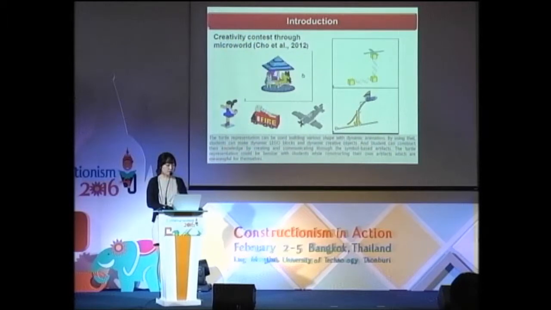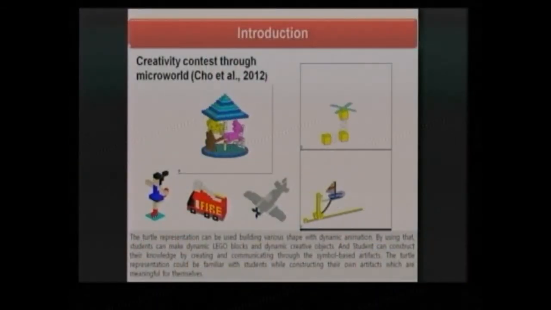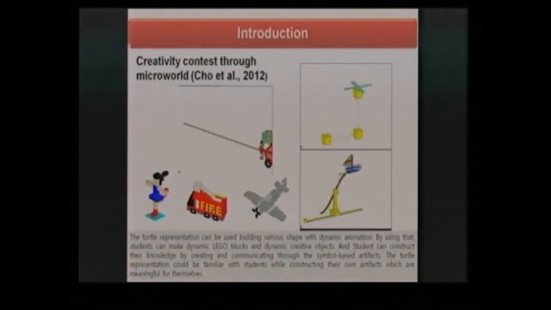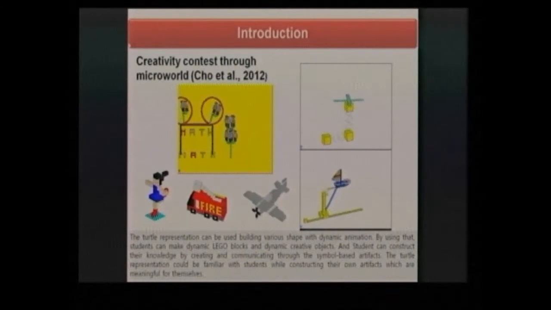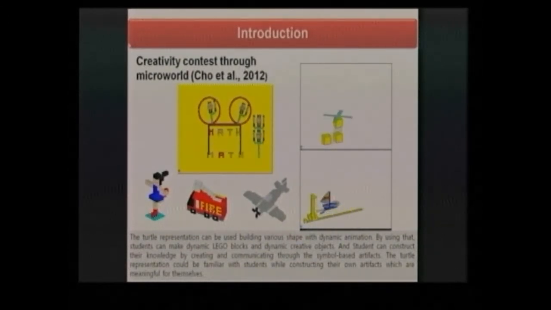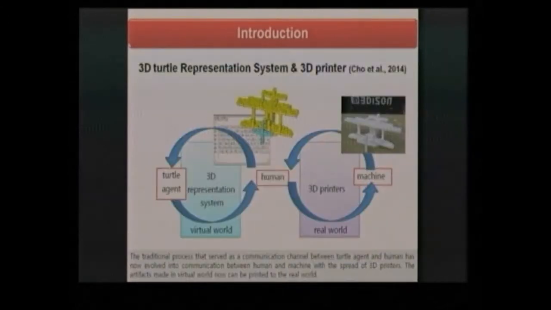The turtle representation can be used to build various shapes with dynamic animation. By using that, students can make dynamic Lego blocks and dynamic creative objects, and students can construct knowledge by creating and communicating through symbol-based artifacts. The turtle representation could be familiar to students while constructing their own artifacts, which are meaningful for themselves.